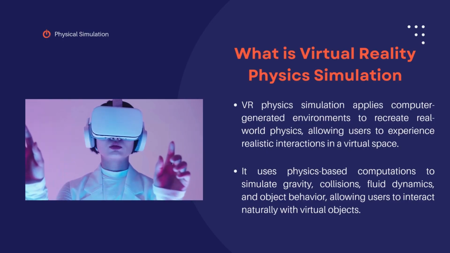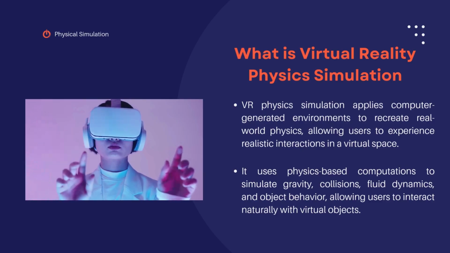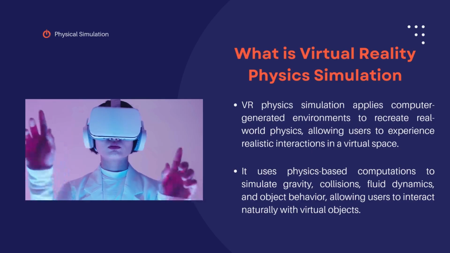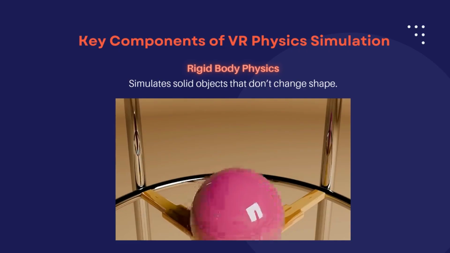What is VR physics simulation? Virtual reality physics simulation replicates real-world physics using computer-generated environments, enabling natural interactions with virtual objects through gravity, collisions, fluid dynamics, and object behavior. Key components of VR physics simulation.